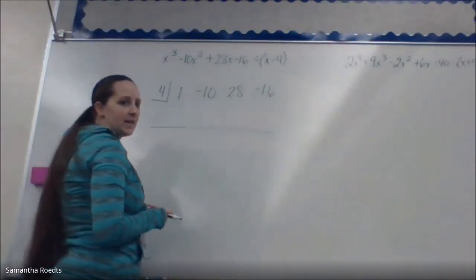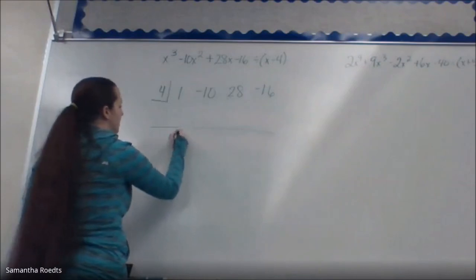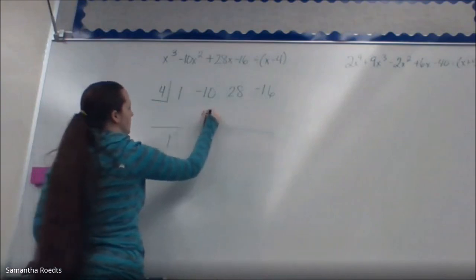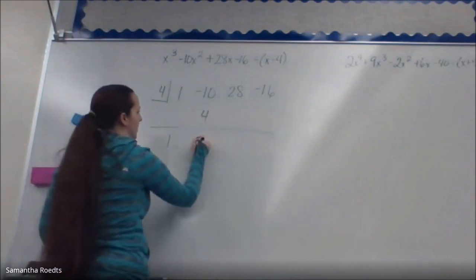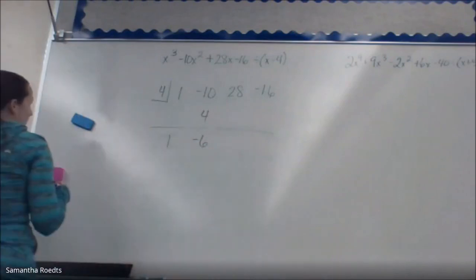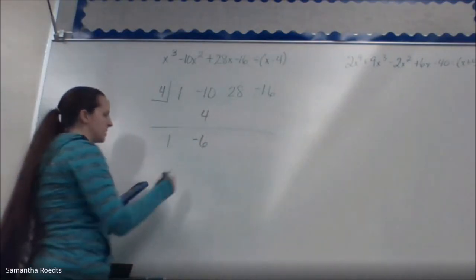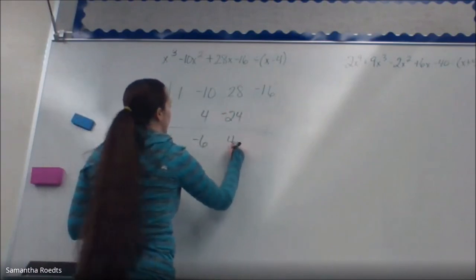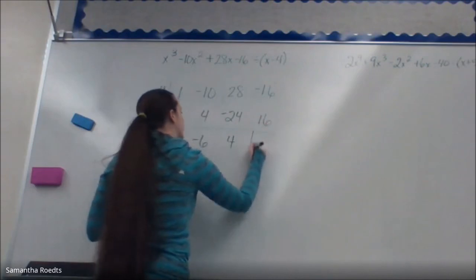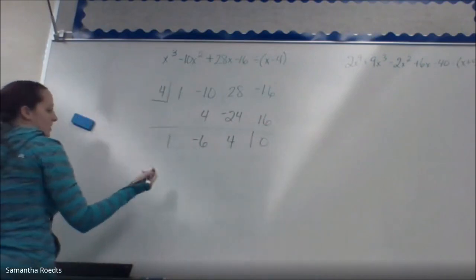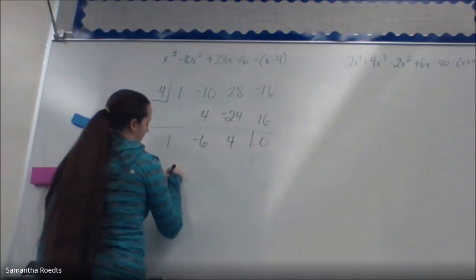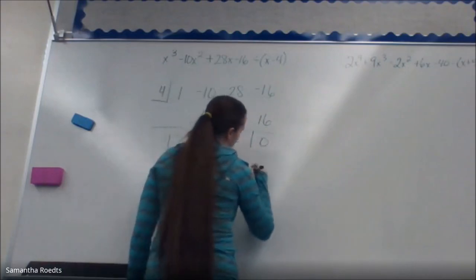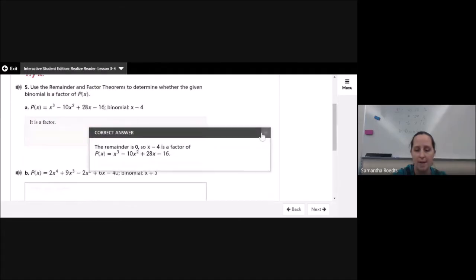Okay, so I went ahead and set this up. So I have 1 that I'm going to bring down. 1 times 4 is 4. Negative 10 plus 4 is negative 6. So negative 6 times 4 is negative 24. 28 plus a negative 24 is 4, and then 4 times 4 is 16, so I get 0. Okay, so this is a factor.